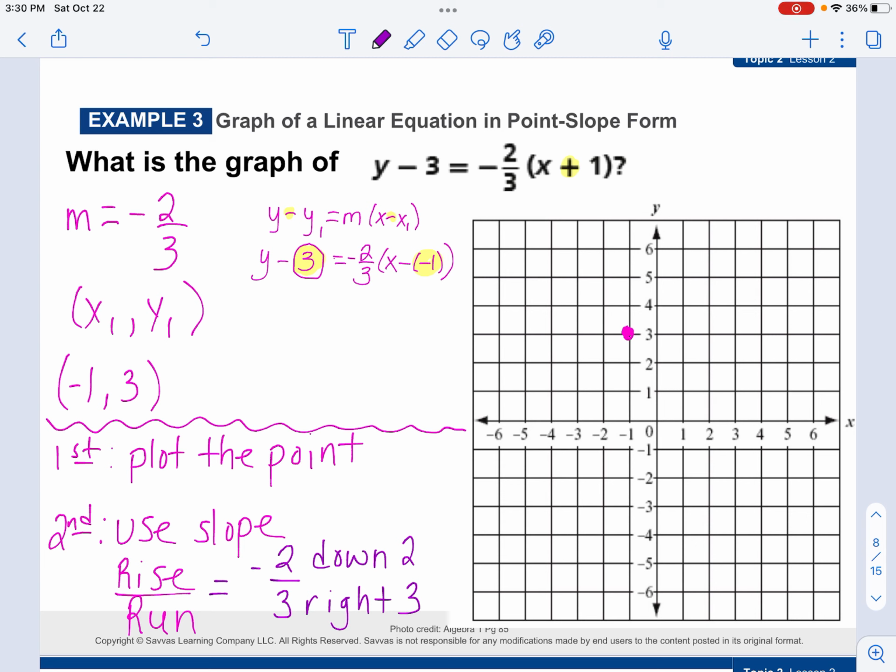So from that point, we're going to drop down 1, 2, and then to the right 1, 2, 3. And here's our other point. And we are going to draw a line through both of those points. And we have the graph of the equation.